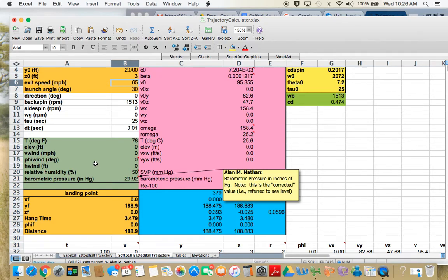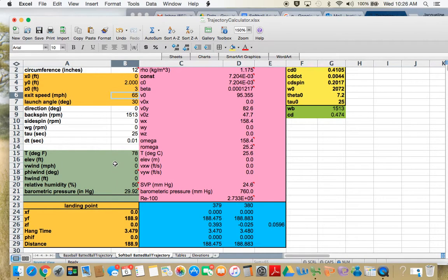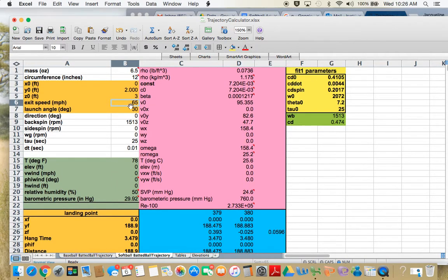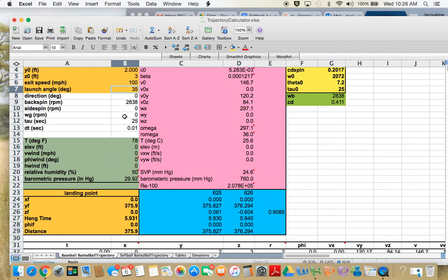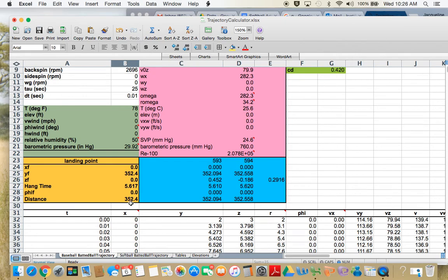But in order for you guys to get a good understanding of what you need to do to hit a home run, as far as softball is concerned, that magic number exit velocity wise is about 65 miles an hour. Whereas in baseball, that magic number exit velocity wise is probably more around 95. So if I went 95 like this, at a 35-degree launch angle, that puts it 352.